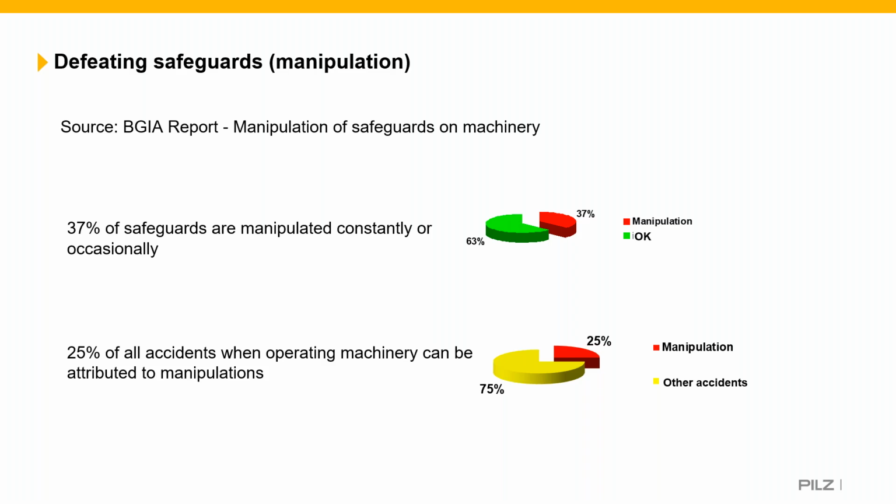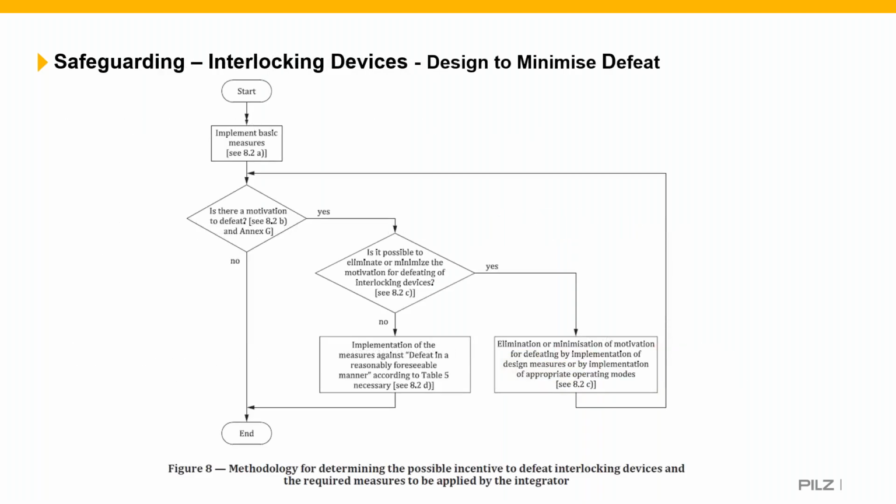25% of all accidents were found to be attributed to operating machinery when manipulation had occurred. So somebody had bypassed a guard or an interlock or something like that to get into an area, and that is the ultimate reason why the accident occurred. So it's very important that we try and ensure wherever possible that we avoid people being able to manipulate or override the functions that have been designed on the machine.